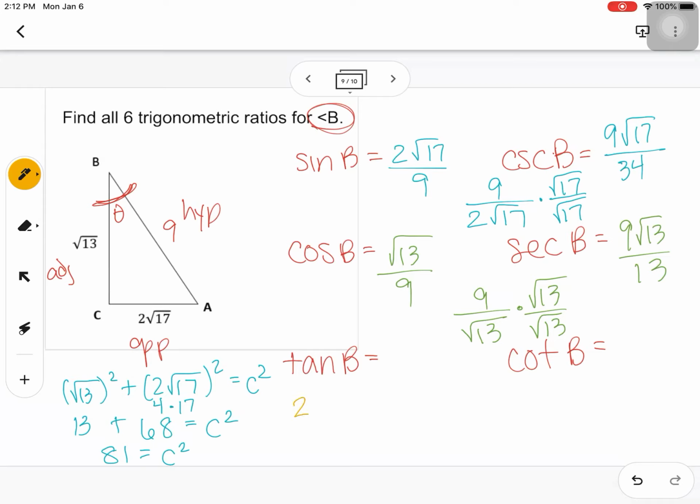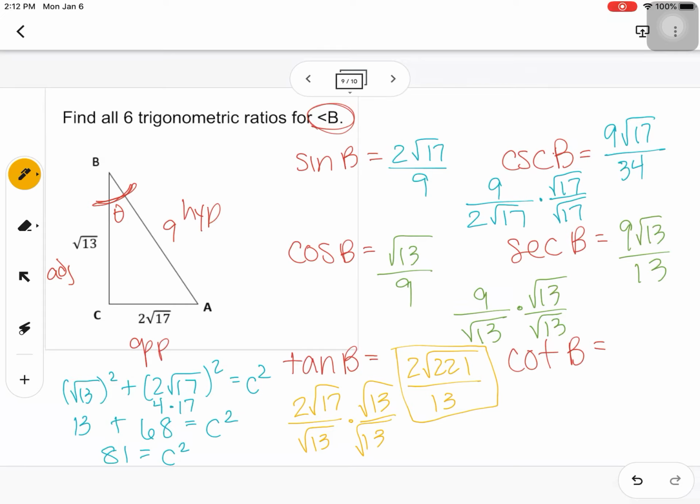So we have for tangent, opposite, or the 2 root 17, over adjacent, or the root 13. I'm going to multiply by the square root of 13 over the square root of 13, which should give you 2 square root of, when you do 17 times 13, again, you can do that longhand, you get 221, over 13.